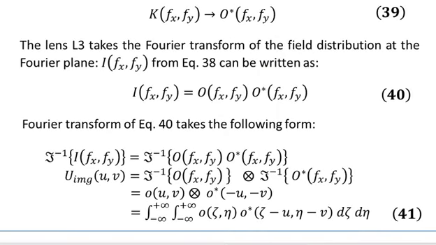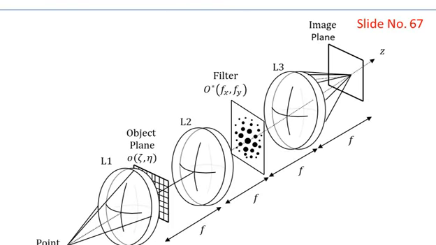So capital O will be generated at the frequency plane, and you know that we have to place a filter over there. So this O star, that is the complex conjugate of O at the frequency plane, is actually the filter that we are placing. So this filter is placed over here, and I have also labeled that the filter is designated by O star at the frequency plane fx comma fy.